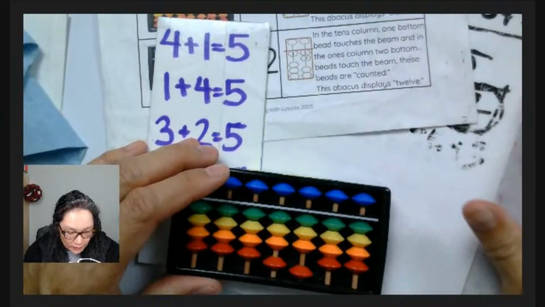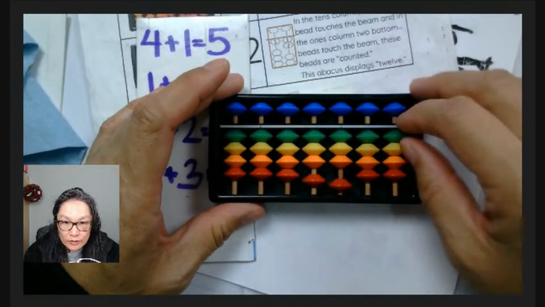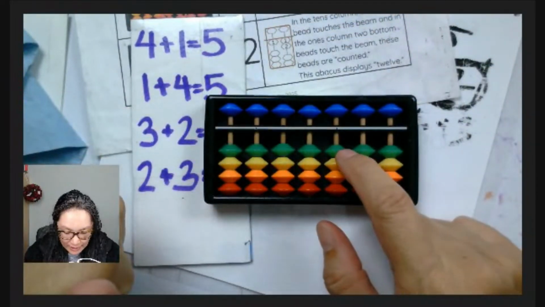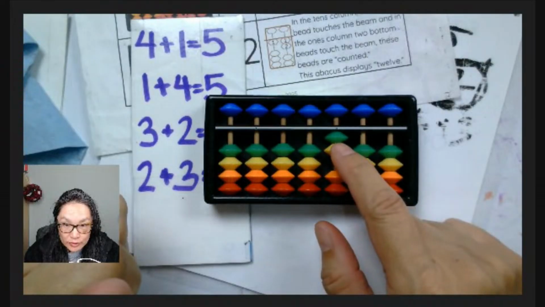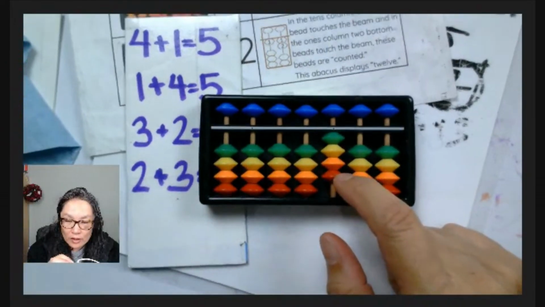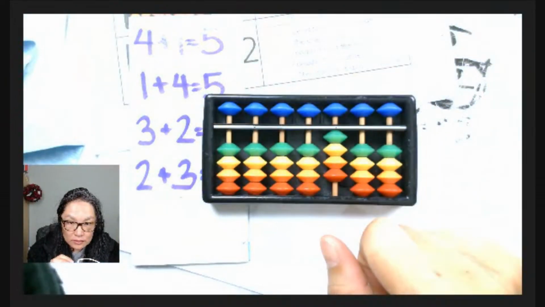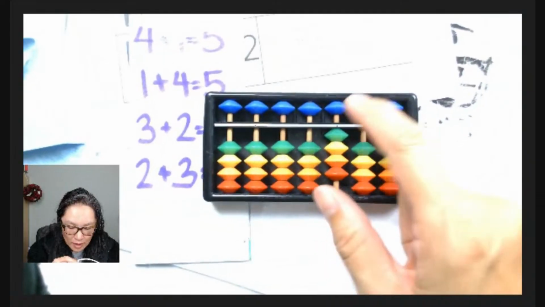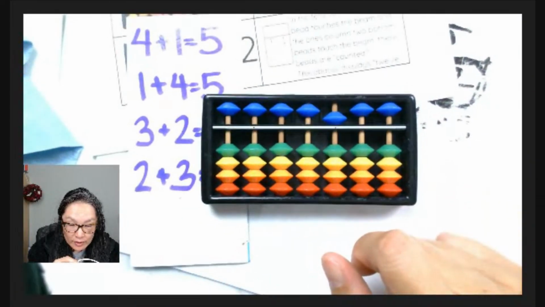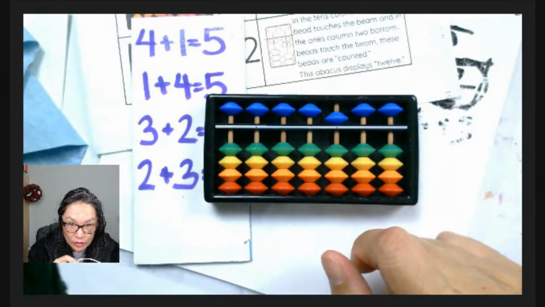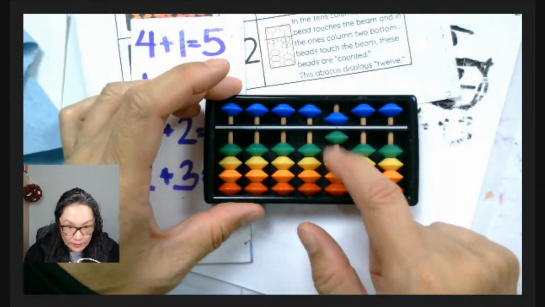So let's do a little review. When I count, this is 1, 2, 3, 4. The top bead is always a value of 5 no matter what. The blue bead is always a value of 5 no matter what. So we have 5 and then we have 6.